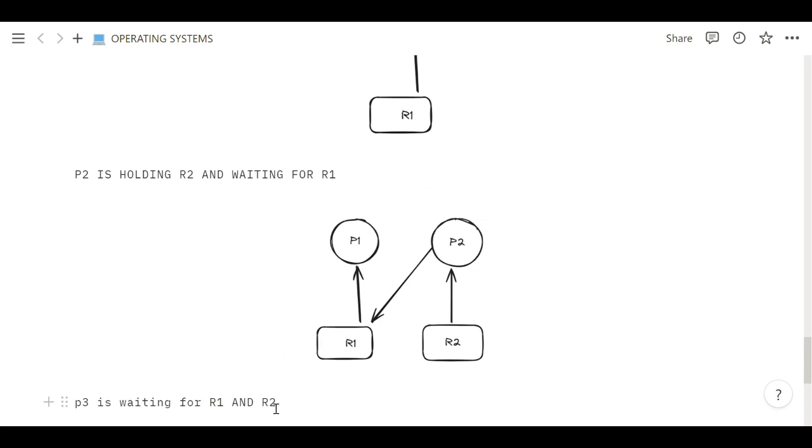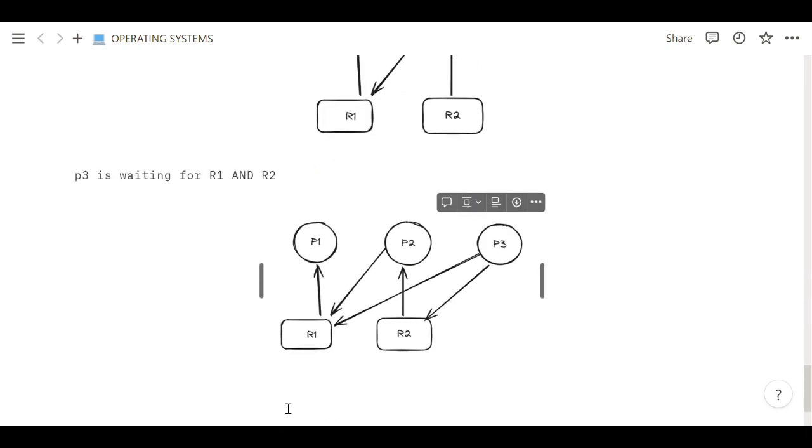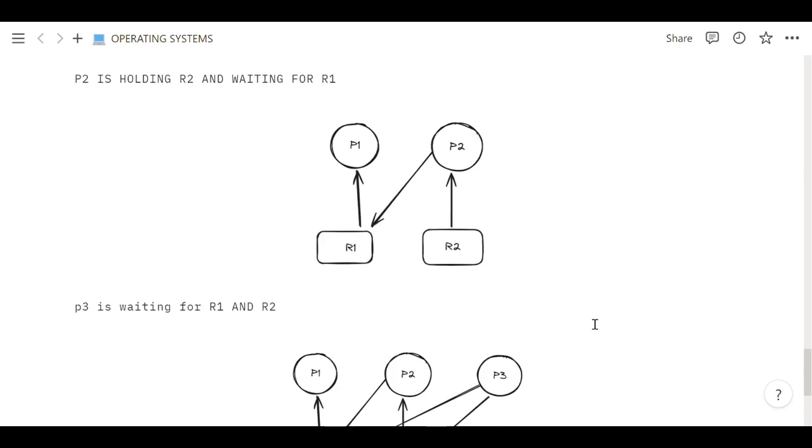So next one, P3 is waiting for R1 and R2. So let's take another process here. Waiting. So what is waiting means? That means the P3 will be directly connected to R1 and R2 because P3 is waiting for R1 and R2. Okay, so the head of the arrow will be connected to the R1 and another head will be connected to the R2 and the tail will be connected to the P3 process here. Okay, so this is one of the example.